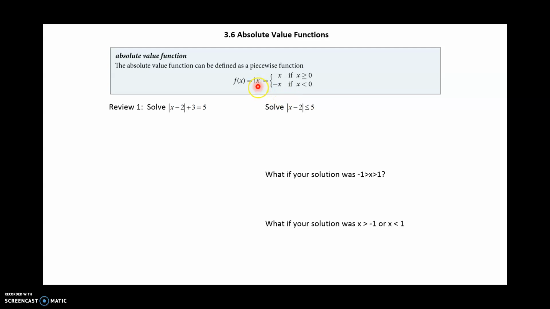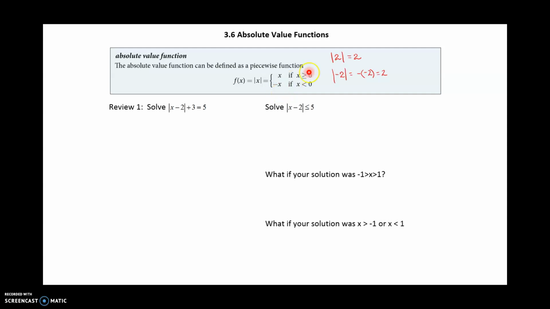If what's inside your absolute value, okay, what we've got is x, is greater than or equal to 0, meaning it's positive, when you take the absolute value of a positive number, you just get exactly what you started with, right? But if what's inside your absolute value is a number less than 0, meaning it's negative, you're going to get the opposite of what you started with. So don't think of that as a negative. Think of it as the opposite of.